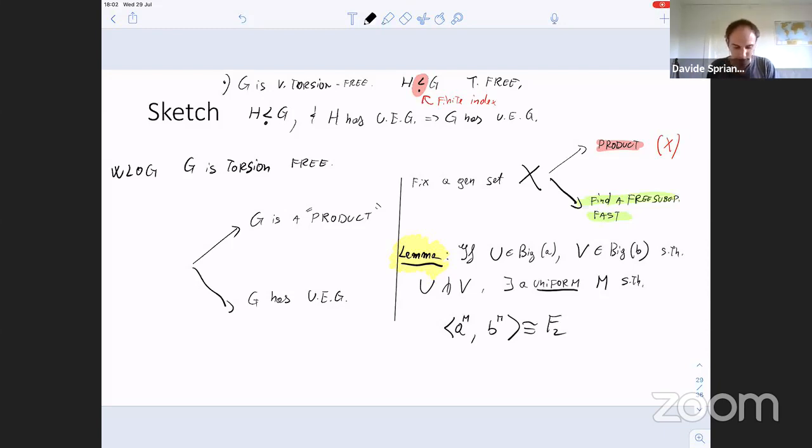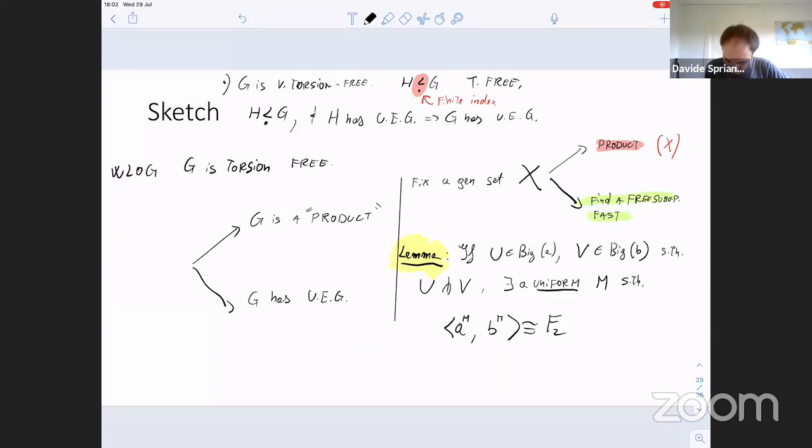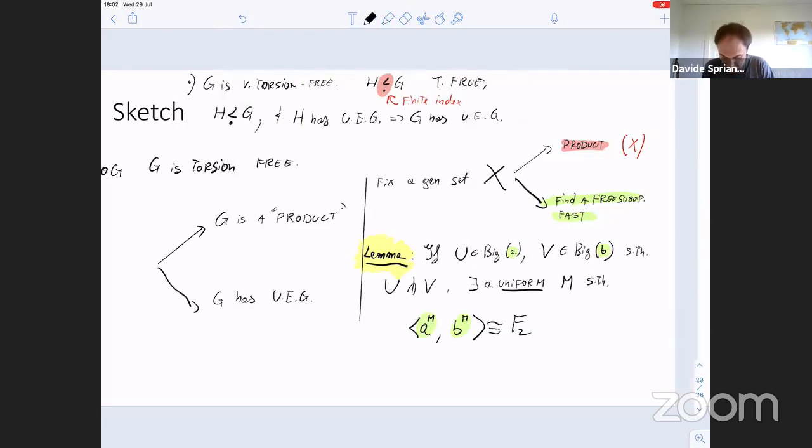Okay, so what do we do? Well, we need to get into this lemma. We need to find elements A and B. They need to be short, so that if A and B are short, then A to the M and B to the M are also short. So we need to control the length of A and B, and we need to find U and V inside the big set that are transverse.